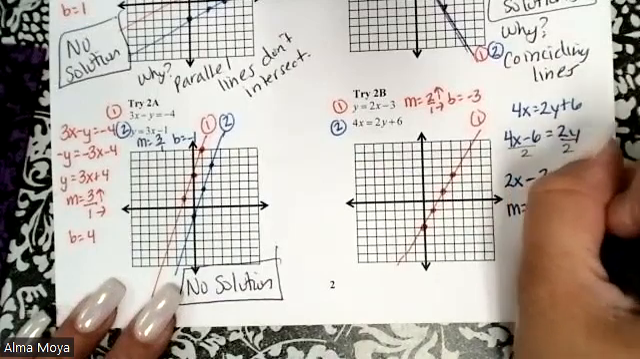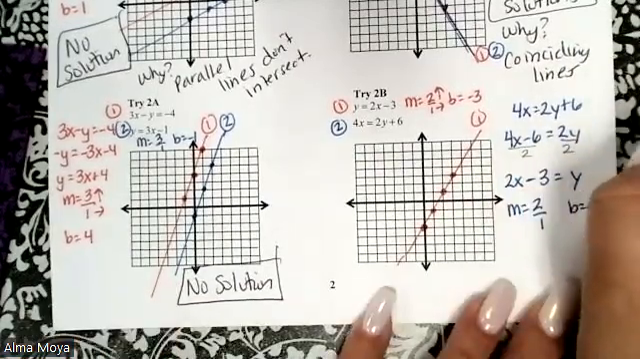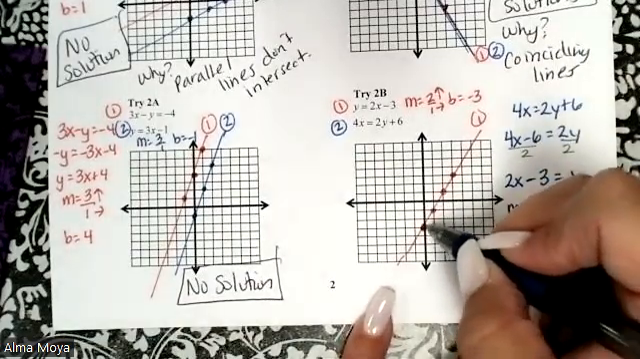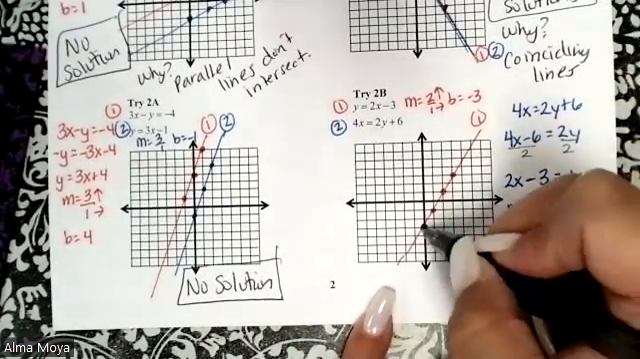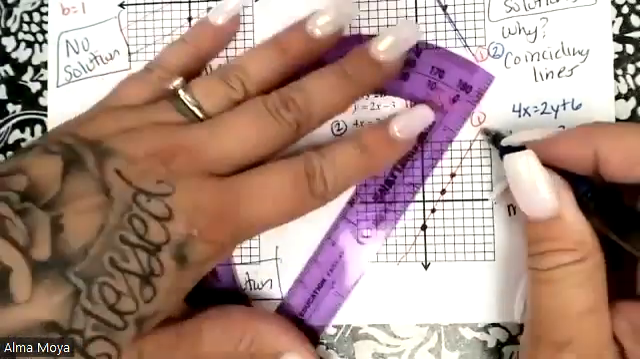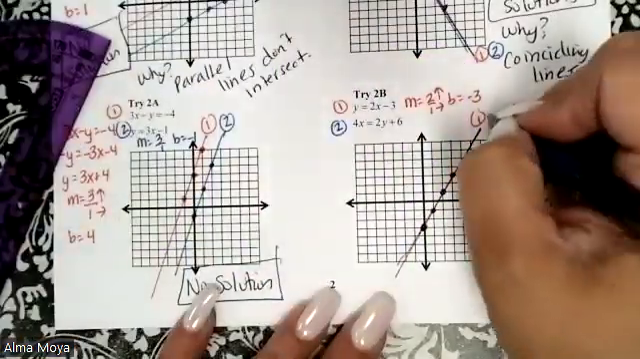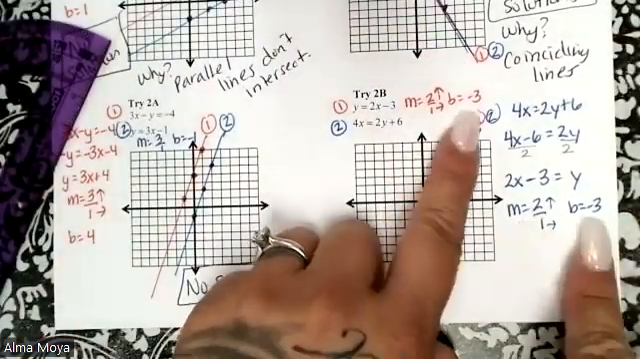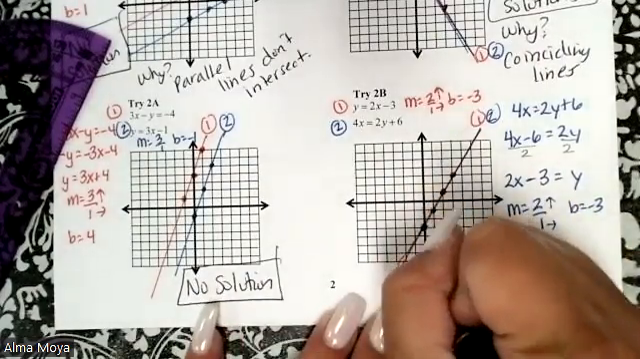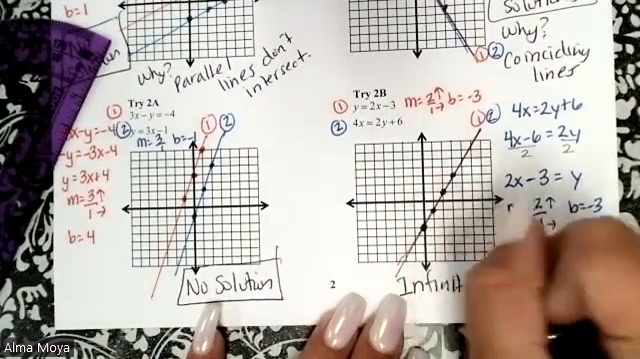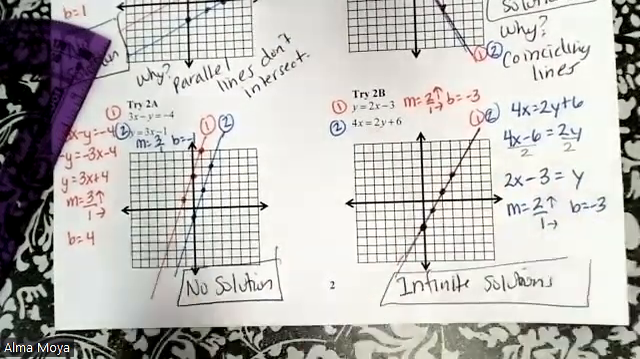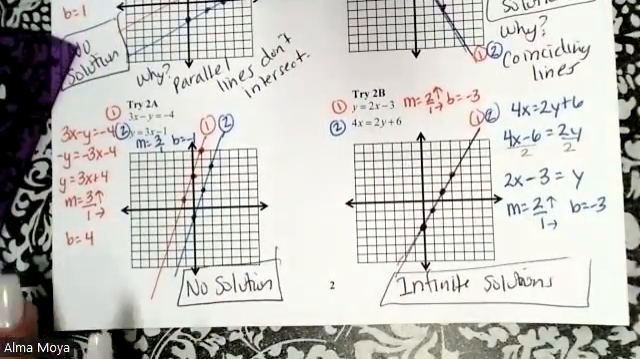So your m right here is going to be 2 over 1. The b here is going to be a negative 3. I need to graph the negative 3 first. And then the slope is going to go up 2 over 1, up 2 over 1. And as you can see, it's the same exact line. Same slope, same y-intercept. So that right there is going to be infinitely many solutions, because they are coinciding lines.